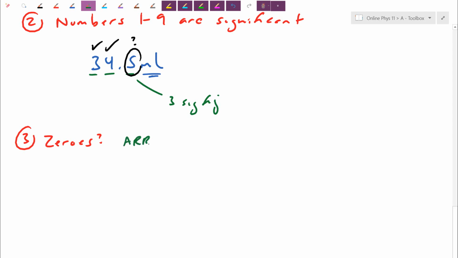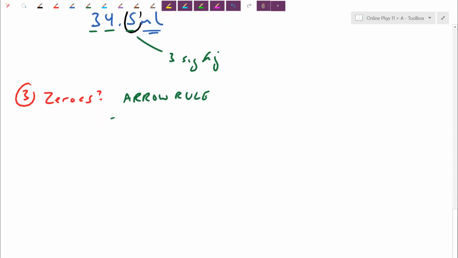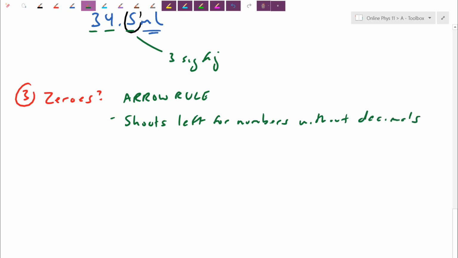We're going to use an arrow rule. And essentially, there's only sort of 2 steps to this arrow rule here. Essentially, you're going to imagine like a bow and arrow. Imagine an archer. This arrow here is going to shoot left for numbers without decimals. And the only difference is the arrow shoots the other way. It shoots right for numbers or measurements with decimals. Instead of memorizing lists and lists, paragraphs and paragraphs of rules, you just need this one rule here.